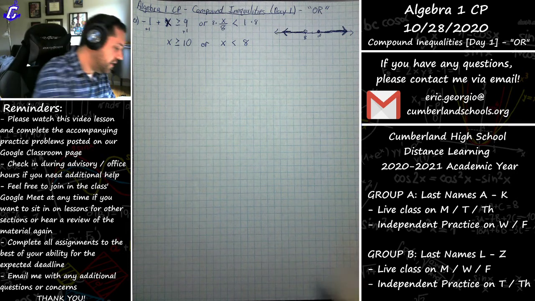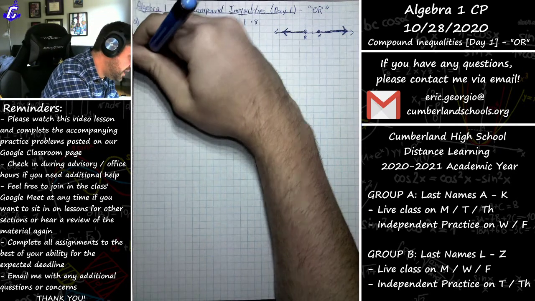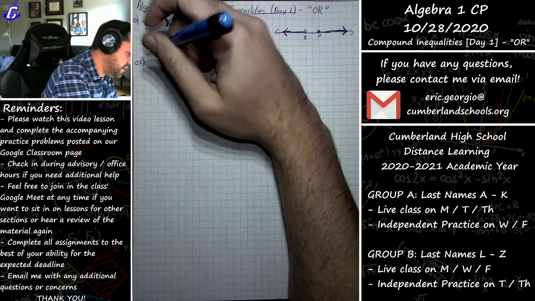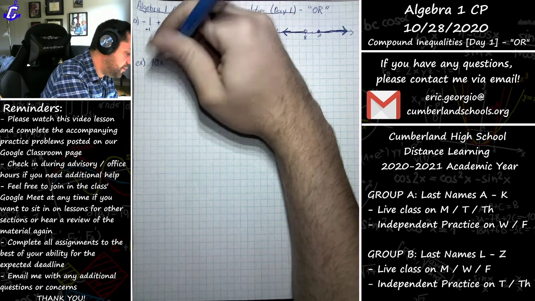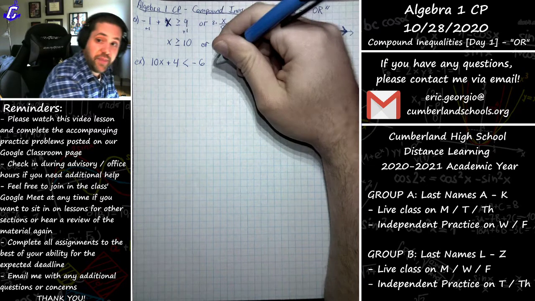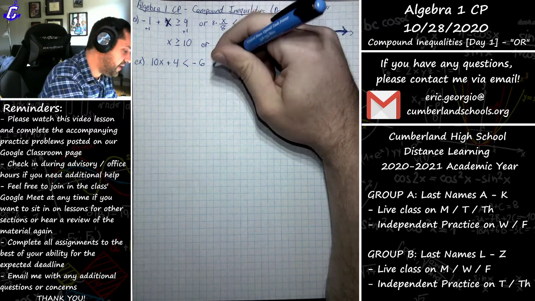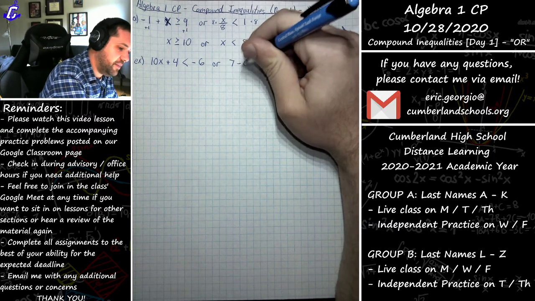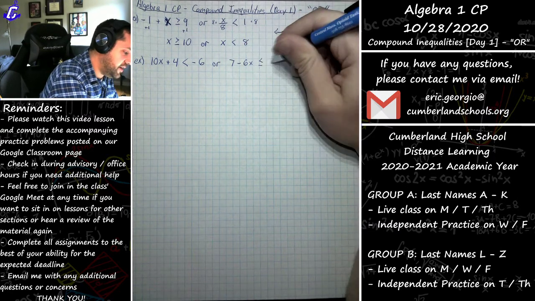All right? Let's take a look at another problem in which the inequality is a bit more complicated to solve than that. Okay? How about something like this? We have 10x plus 4 is less than negative 6. So I'd be happy if I can find x that falls in that range, or I'd be happy if I can find an x that falls in this range, where 7 minus 6x is less than or equal to negative 53.